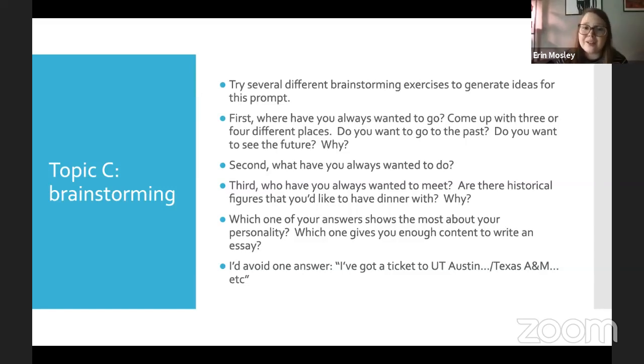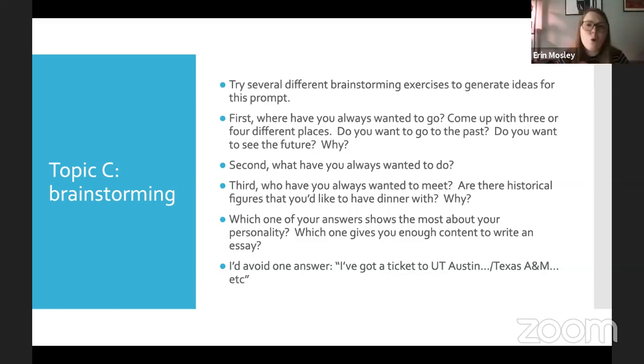Second, another topic could be something that you've always wanted to do. If there's something that you want to learn how to do, like you've always wanted to learn how to ski, so you want to go to the mountains, and even though you know skiing would be hard, you want to test it out, you want to try it, you want to learn something new. Third, who have you always wanted to meet? Are there historical figures you'd like to have dinner with? Why? Like meeting Susan B. Anthony to learn about women's suffrage. That could be something you want to talk about.